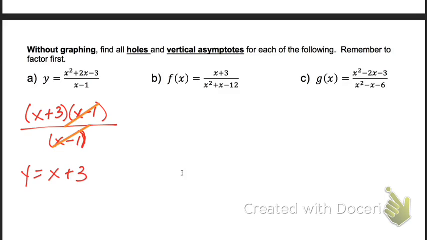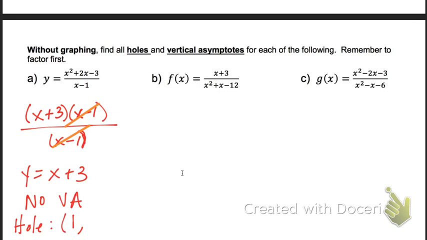That looks pretty familiar, right? So would I have any vertical asymptotes here? Because there is no denominator. It's like x plus 3 over 1. So there is no vertical asymptote. But there is a hole at 1 comma what?